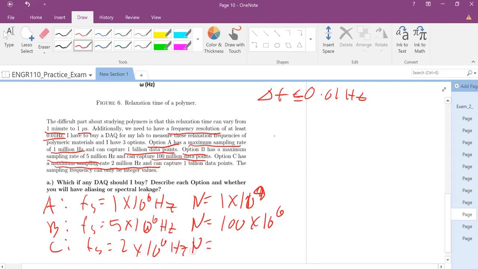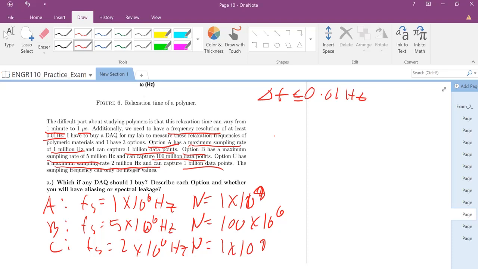And N can be, again, 1 billion data points. So the question now is, which DAC should I buy to capture my signal? Well, I'm not given F max. I need to find my F max, and then what are the signals, or the frequencies, that I need to measure in this signal? Well, we're given time, so we need to convert that to frequencies.